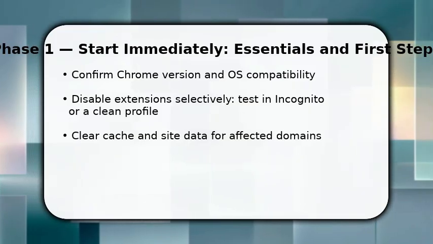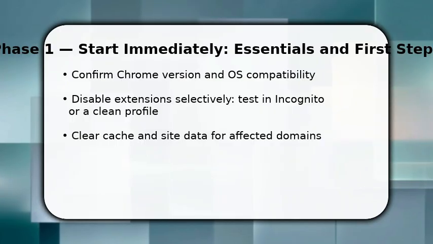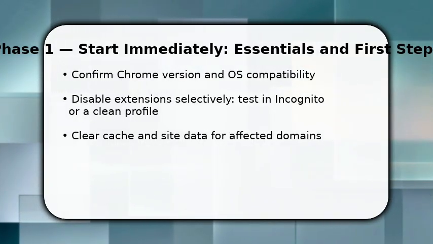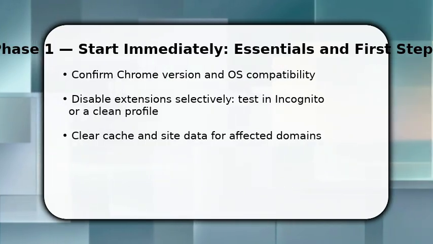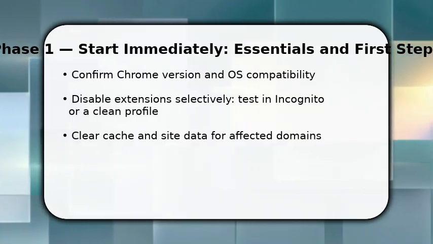Enjoy the video. You start by confirming Chrome's version and OS. This guides which fixes apply. Once done, create a temporary clean profile and open incognito to isolate extensions. You then disable suspect extensions one at a time, testing after each change so you find the cause quickly.